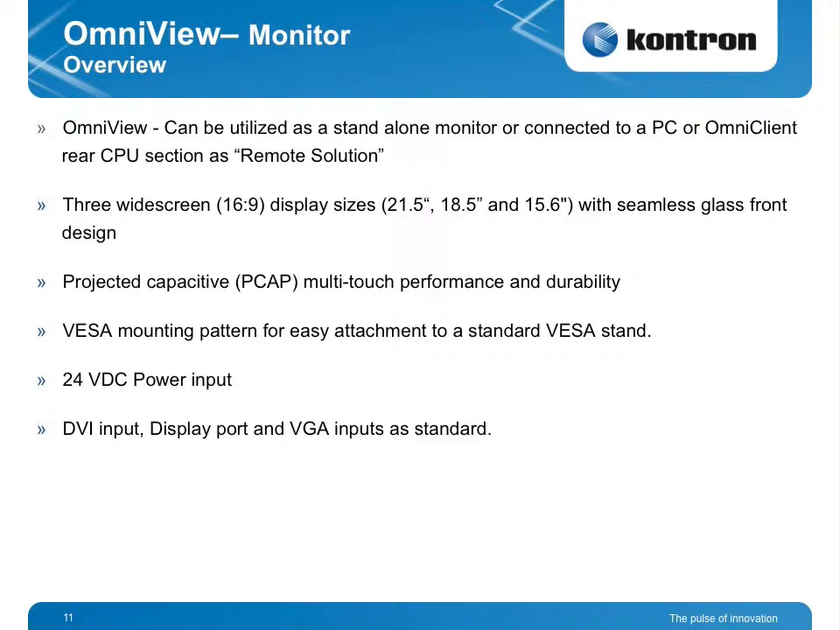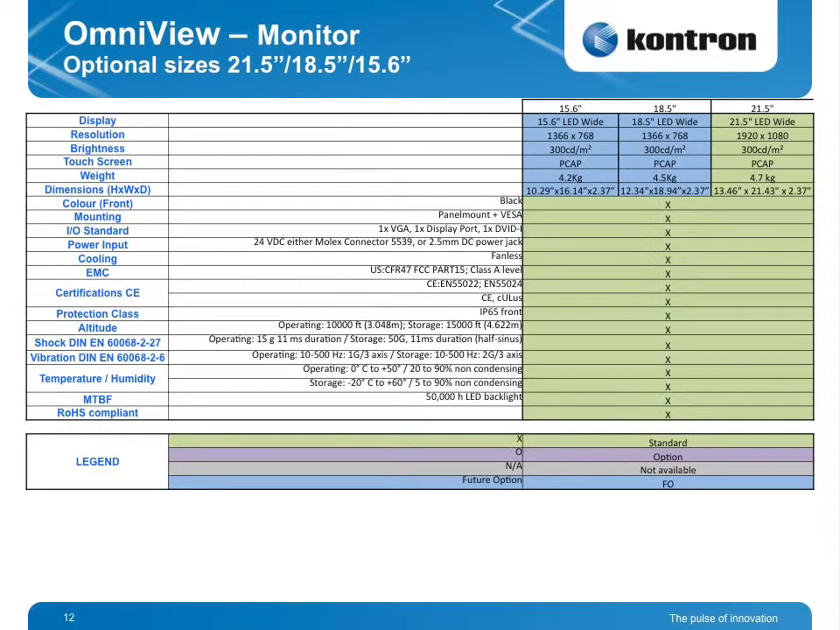The touch solution is basically exactly the same as on the OmniClient, so it's a PCAP. The only change would be the 24 volt input to it. We have a DVI input, a DisplayPort input, and a VGA input as standard. On the next slide, you can see the options that are available. For the product as a monitor, there are no real options available. The only option is really the size of the monitor, very similar to when you buy a monitor from anyone else.